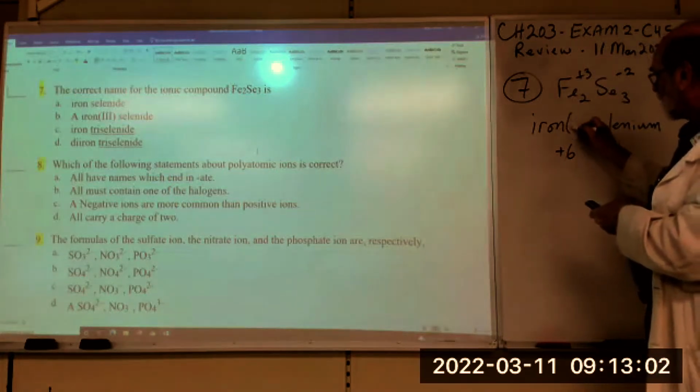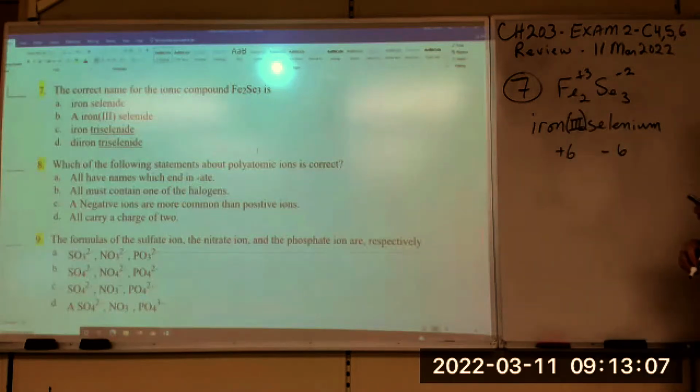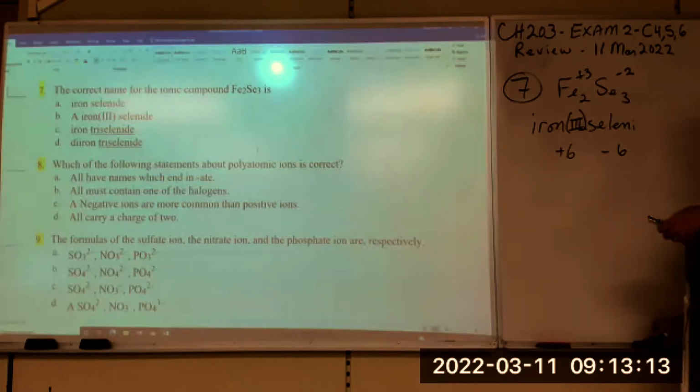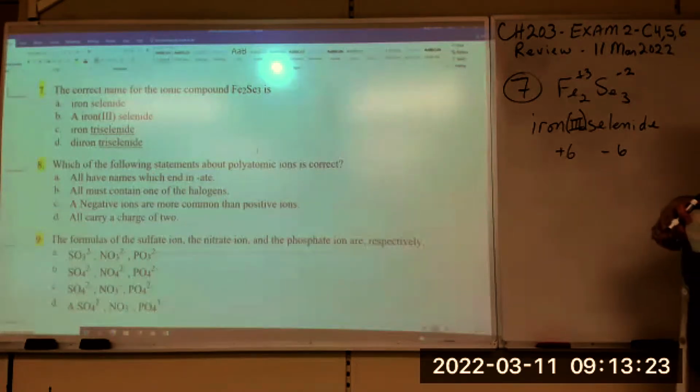Now, that's how we say the charge on iron. Iron 3, actually, we're not finished yet. Change the ending to IDE. So iron 3 selenide should be the correct answer.